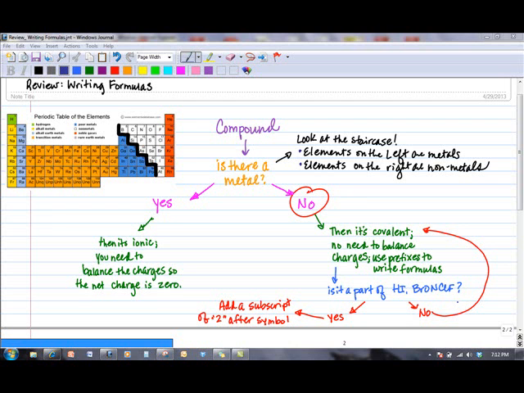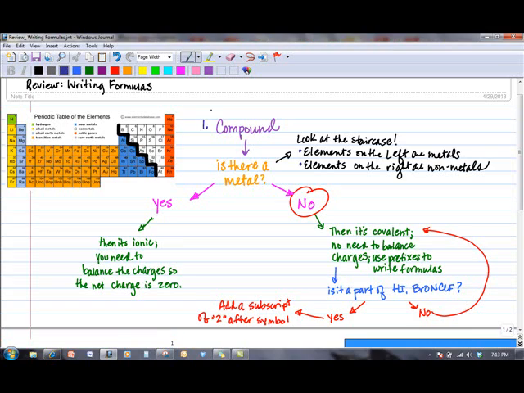Hello chemistry students. To review for tomorrow's quiz, I wanted to create this video about how to write formulas for compounds. The flowchart that you see on the screen should look familiar because we did go over this in class. But the first thing that you have to do is look at the compound.